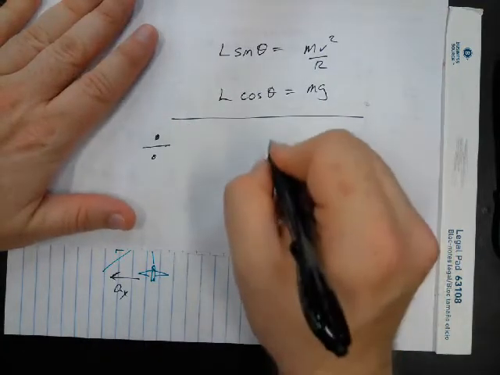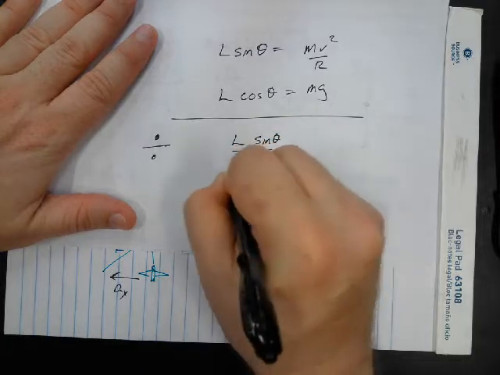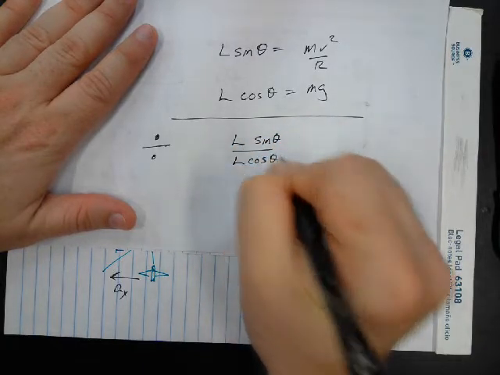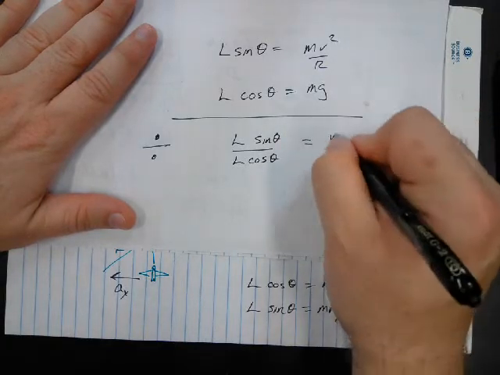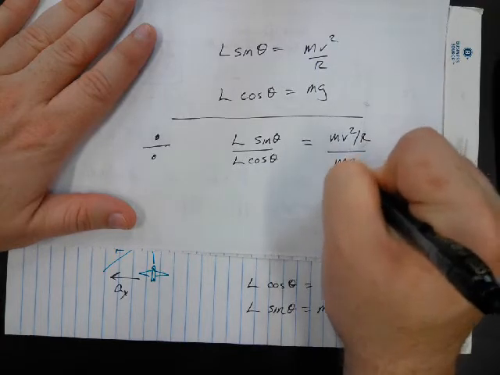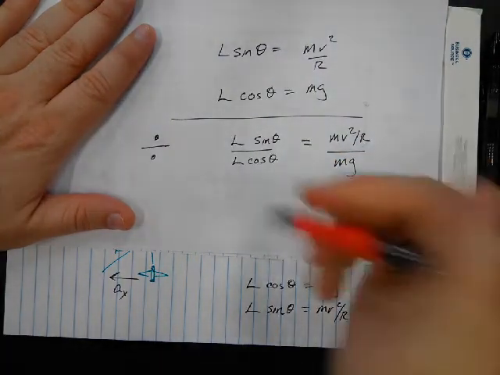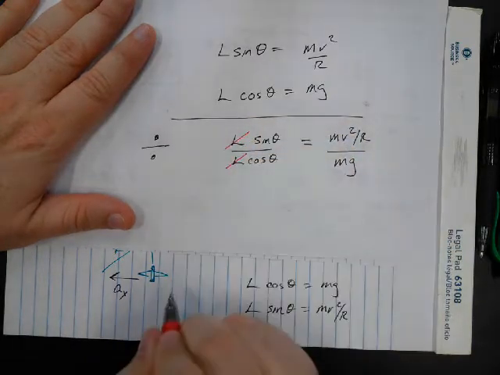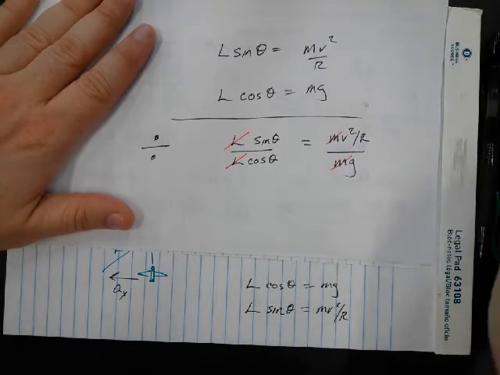So when I divide them, I get L sine theta over L cosine theta. Well, that has to equal the division on this side, mv squared over r divided by mg. And lo and behold, the lift force divides out. And so does the mass. The mass does not matter in this, oddly enough.